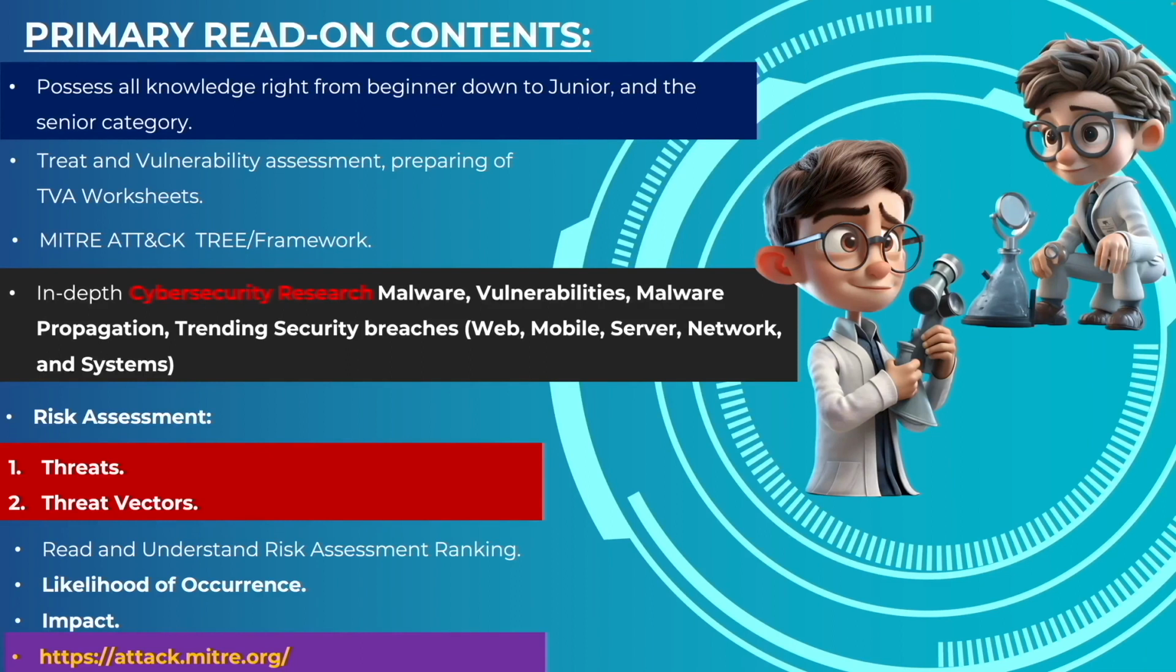On risk assessment, understand the difference between threats and threat vectors. A threat is what is capable of causing harm on the network, and the vector is the means by which these threats can be carried out. Read more and understand about likelihood of occurrence and impact in terms of risk assessment and ranking. To read more about this, you can visit the MITRE official website provided in this article.